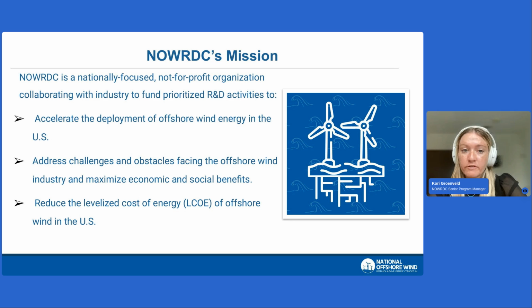We are a nationally focused, not-for-profit organization that collaborates with industry to fund prioritized R&D activities to achieve several things in our mission. First, we aim to accelerate the deployment of offshore wind energy in the U.S. Second, we try to address challenges and obstacles facing the offshore wind industry and maximize economic and social benefits associated with offshore wind. We also work to reduce the levelized cost of energy of offshore wind in the US.